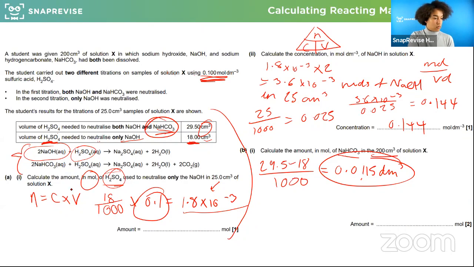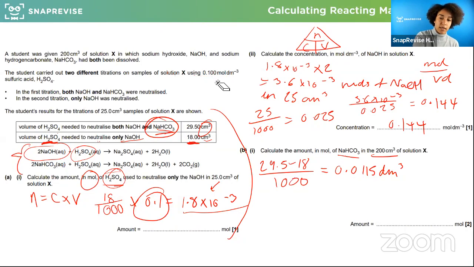We have a concentration. So this is the volume of sulfuric acid needed to neutralize only sodium hydrogen carbonate. I'm hoping that makes sense. So we're talking about sulfuric acid right now because it's the only information we have. So to work out the number of moles of sulfuric acid that neutralizes sodium hydrogen carbonate, we times by its concentration, and its concentration is up here. It's 0.1. So we times by 0.1, which gives us 0.00115. So this is the number of moles of sulfuric acid needed to neutralize 25 cm cubed of sodium hydrogen carbonate.